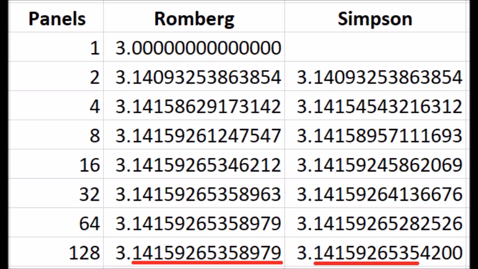That can be seen in the data here. 14 digits of accuracy on the left versus 10 on the right. Enough with circles now. The question was asked if any other functions can be integrated to extract pi. Did you think of any?